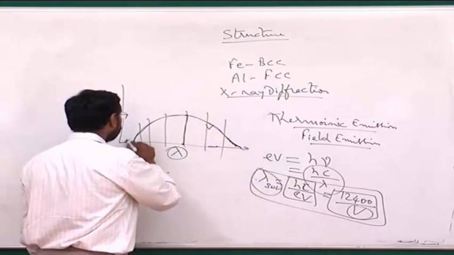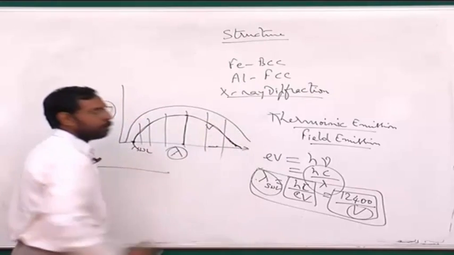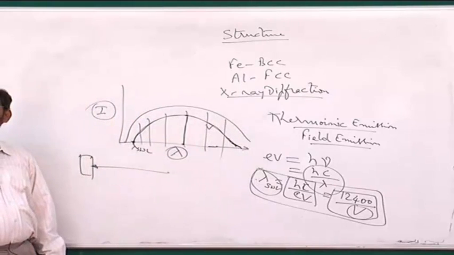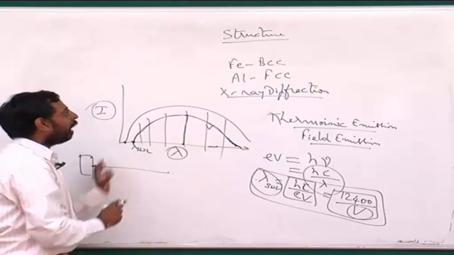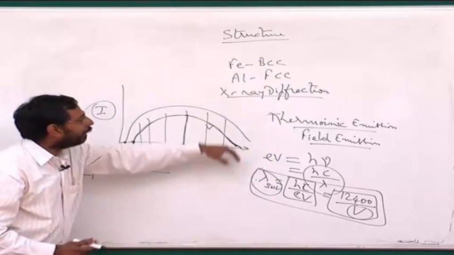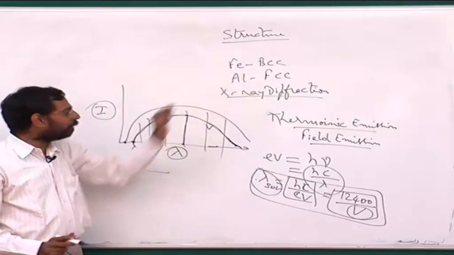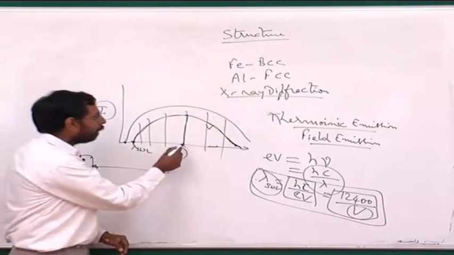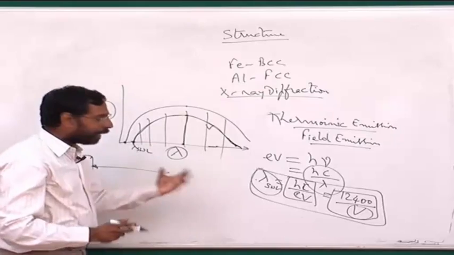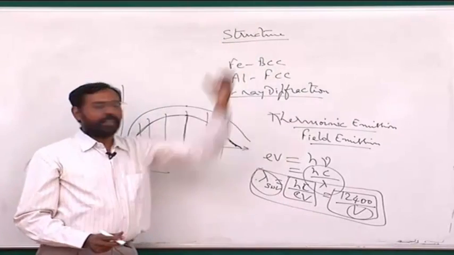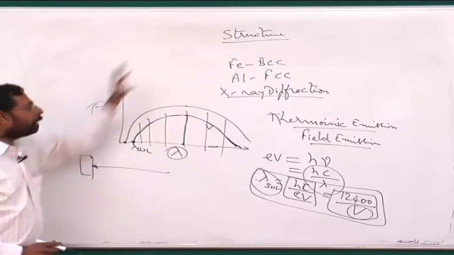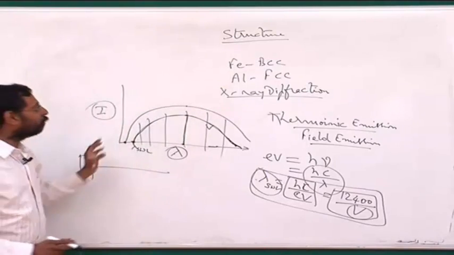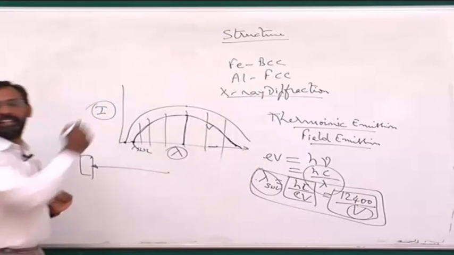So what happens? You will see a spectrum like this. So that means the lambda SWL decreases, and not only that, the overall intensity of the spectrum increases. That means the probability of finding any particular lambda will be higher because the energy is higher. The incident beam has a higher energy, so the X-ray beam coming out also will have higher energy. So this is what we call white radiation.